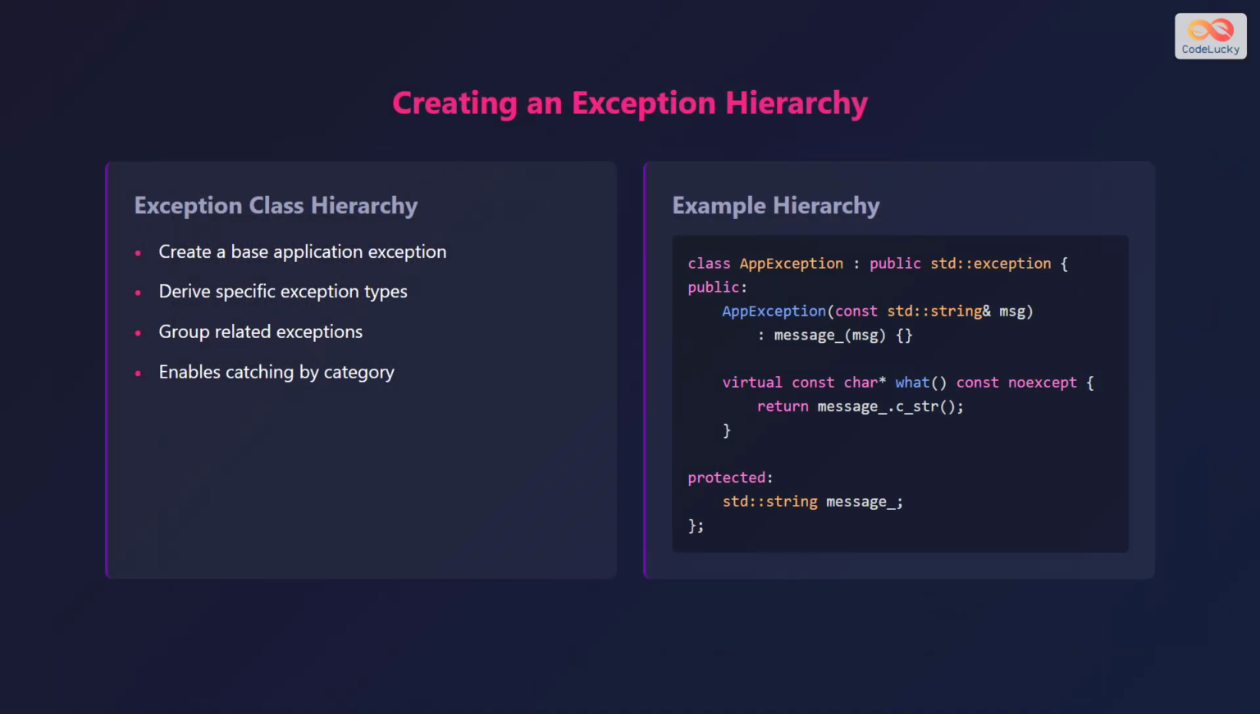Let's explore how to create an exception hierarchy. Creating a hierarchy of exception classes can help organize and categorize errors in a more structured way. You can create a base application exception class, and then derive specific exception types from it. This approach allows you to group related exceptions together, and enables catching exceptions by category. Here's an example of a base exception class called ApplicationException that inherits from the standard exception. The derived classes will inherit from this class.